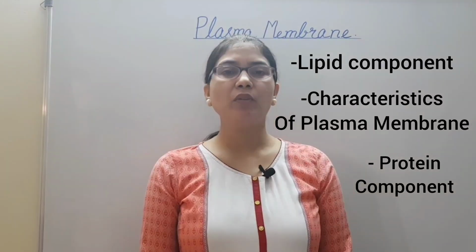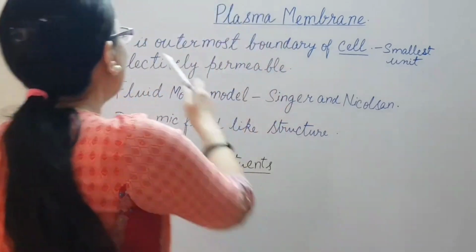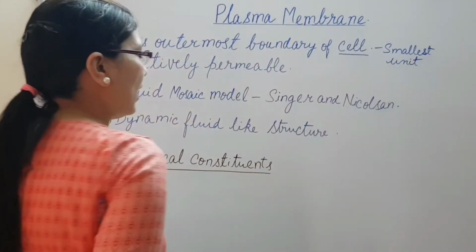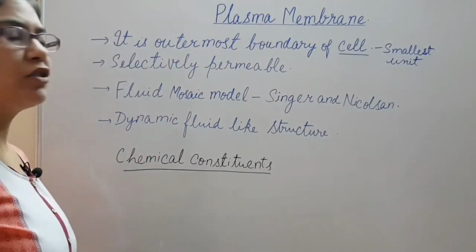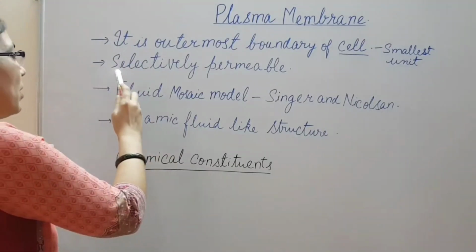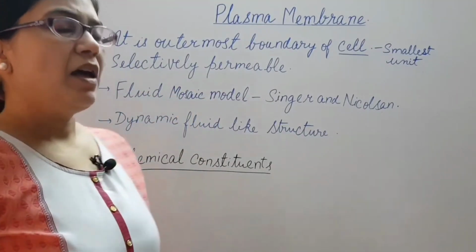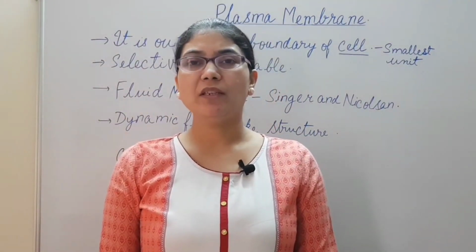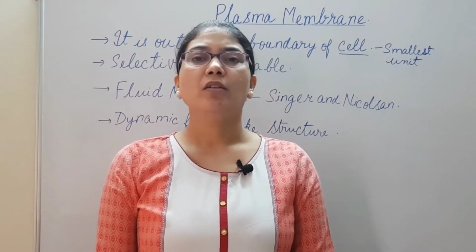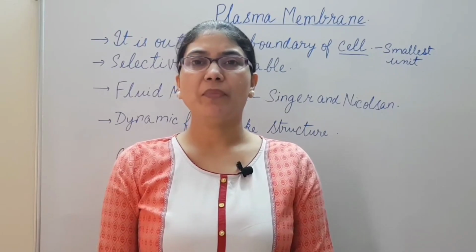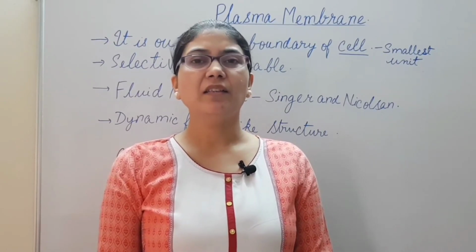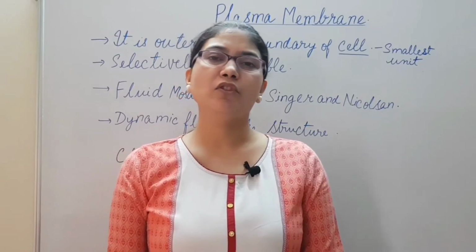So let us start. Plasma membrane, it is the outermost boundary of the cell. Cell is the smallest unit of life. It is structural, functional and biological unit. Plasma membrane is selectively permeable. That means it does not allow the movement of all the molecules. Only selective solutes and solvents are allowed to move. And in this way it controls the molecular trafficking and thus maintains the internal composition of the cell.